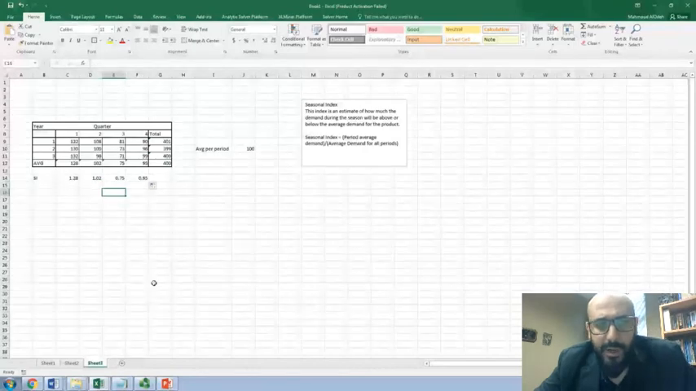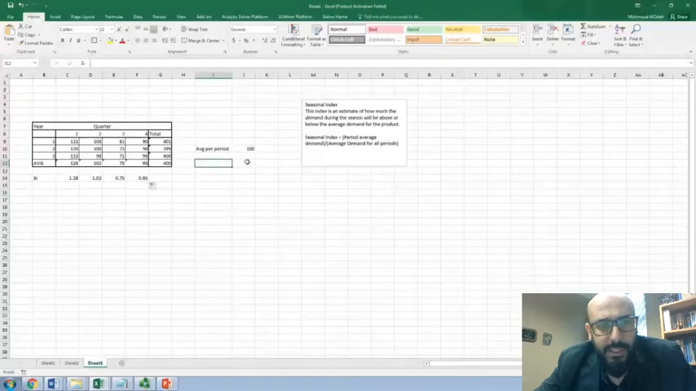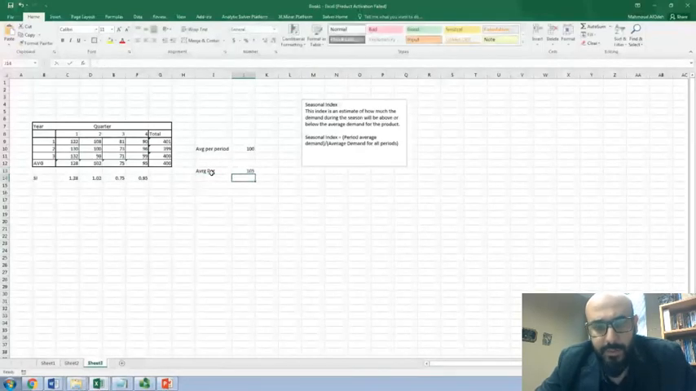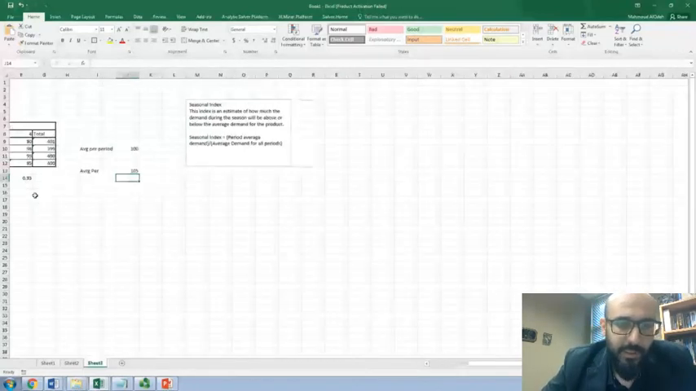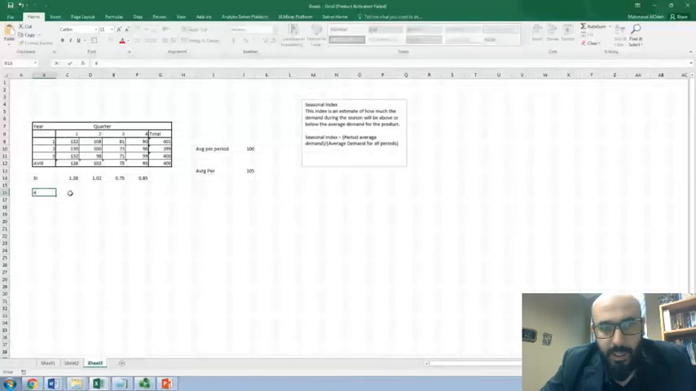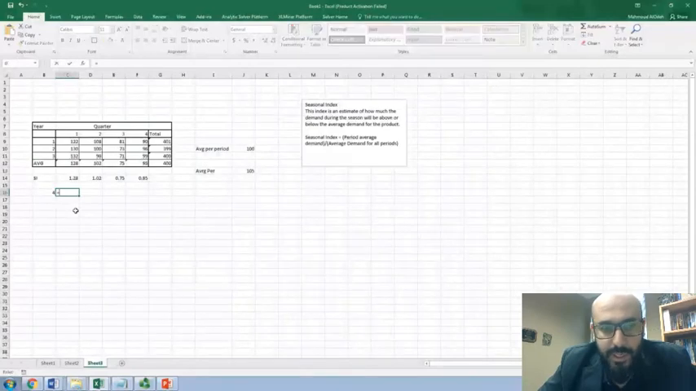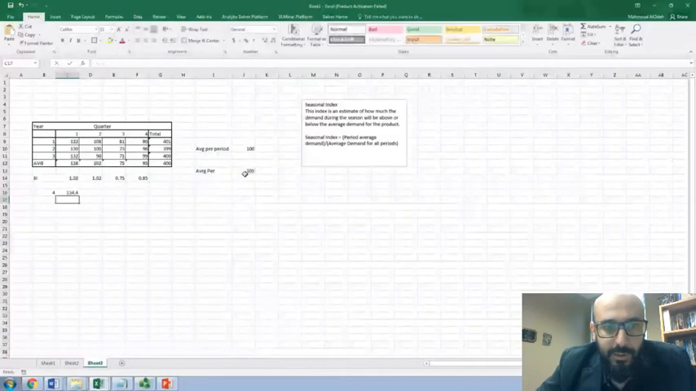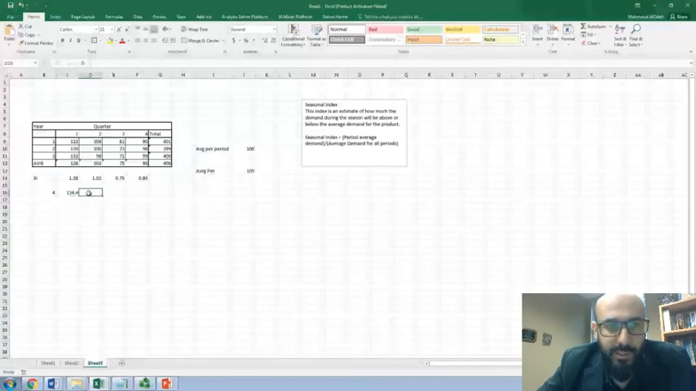Okay, so now how is this going to be helpful? It's going to be helpful for many reasons. Assuming that this average per period increased to 105 for one reason or another, what would be the forecast for the 4th year? So we're going to create a 4th year here, and we need to forecast the demand for quarters 1, 2, 3, and 4. Quarter 1 would be 1.28, the seasonal index, times the 105. That would be 134.4 as the demand for quarter 1.